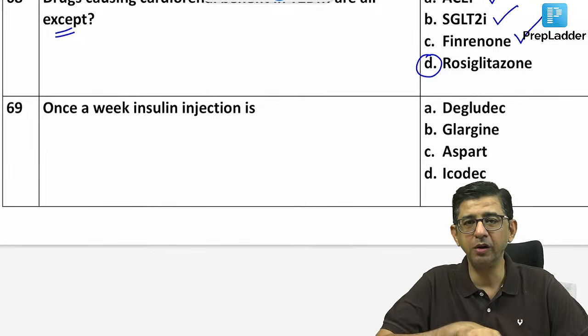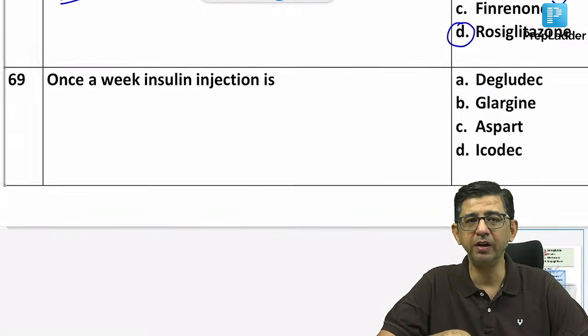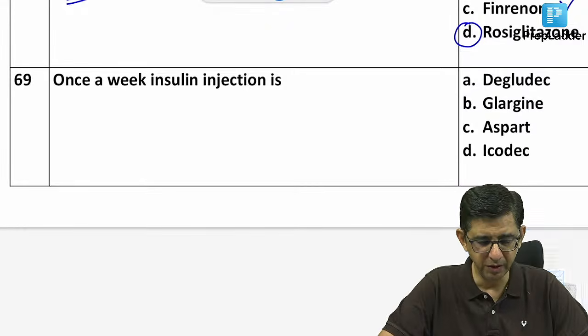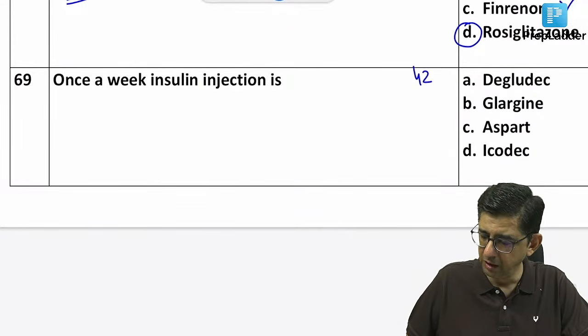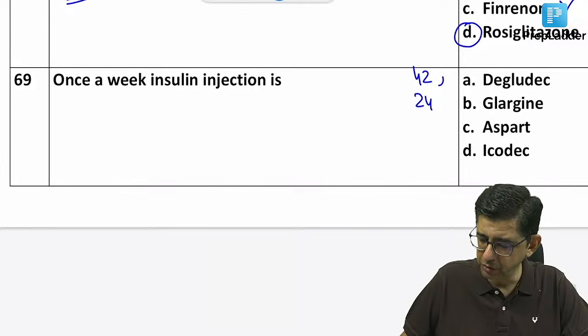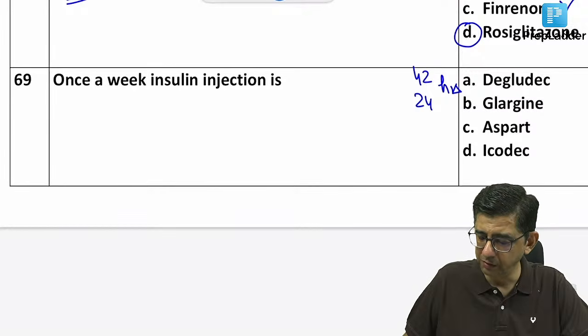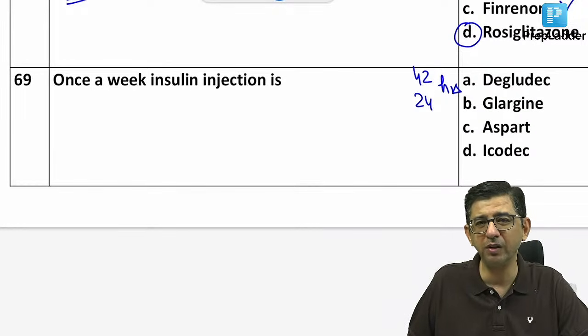69. This is based on your exclusion capabilities. Yes, guys, let's have quick answers there, which is once a week insulin. Degludec will work for 42 hours. Glargine will work for 24 hours. So here it is hours and hours, and this is ultra short acting. Aspart will be acting for a maximum of about 3 to 6 hours only.